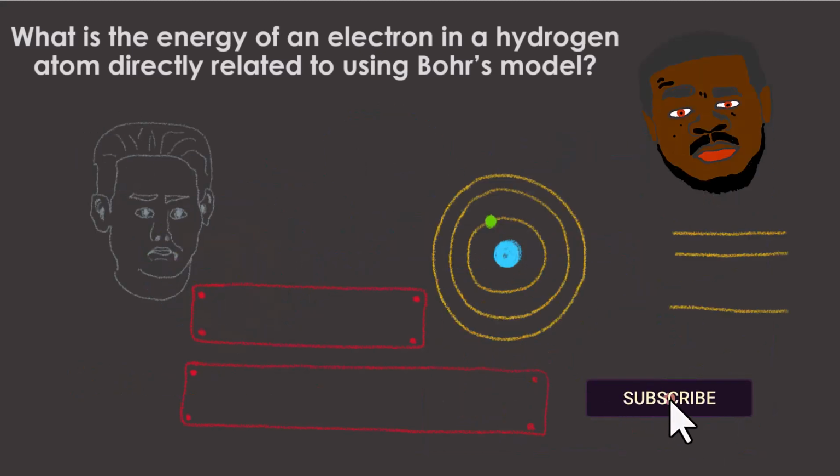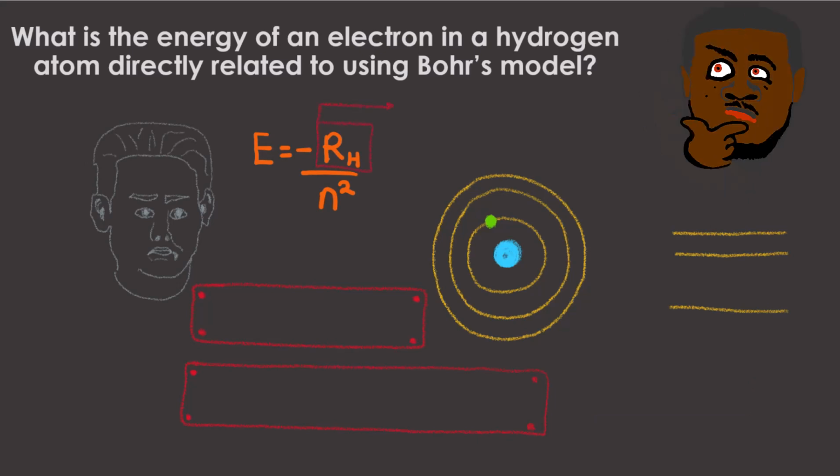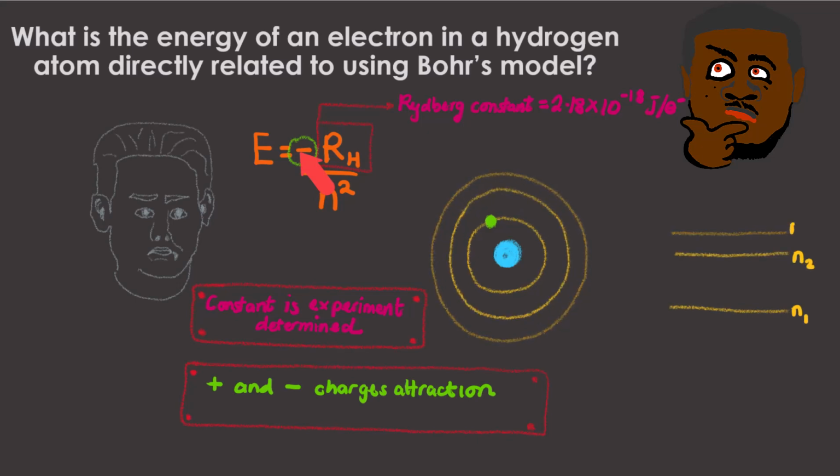What does this equation mean? This equation, E equals negative RH over n squared, means the following. RH represents the Rydberg constant that is determined experimentally to be equal to 2.18 times 10 to the power of negative 18 joules per electron, and the negative sign represents the attraction between the positive charge from the proton in the nucleus of the hydrogen and the negative charge from the electron's orbit.